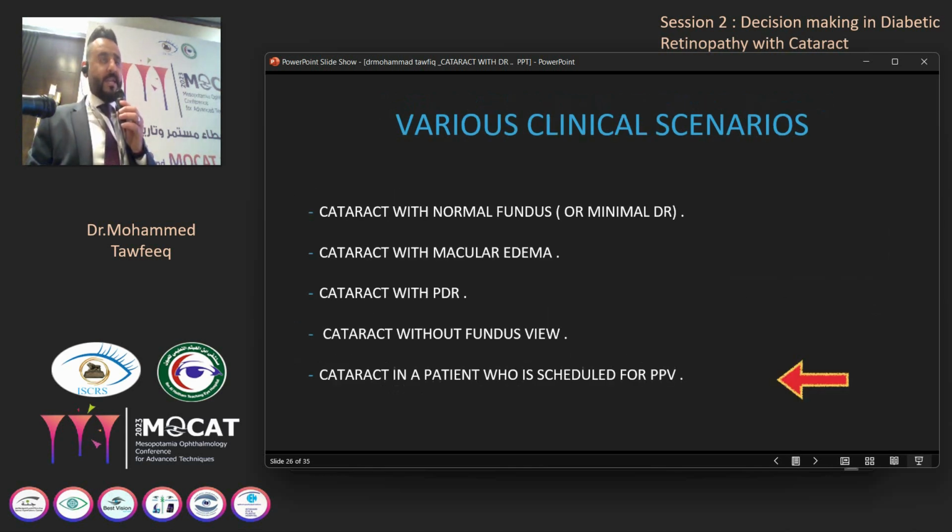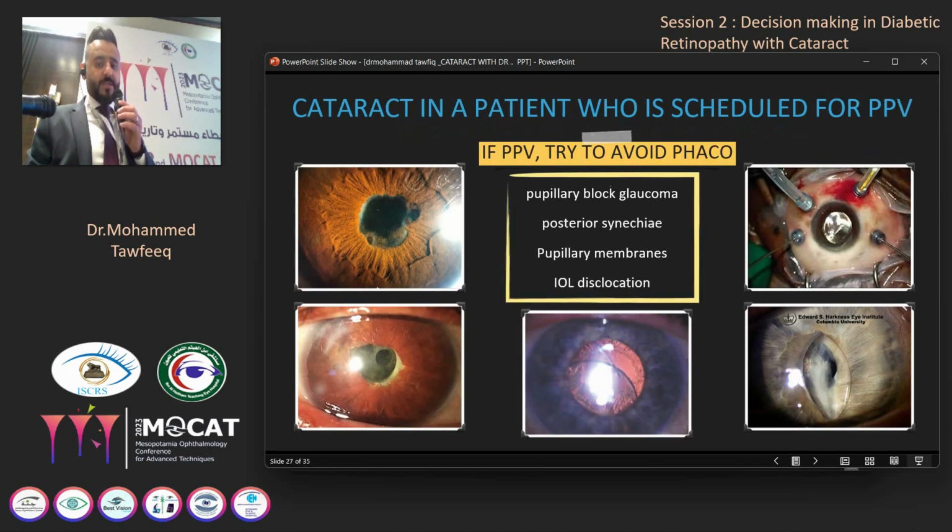Cataract in patients who are scheduled for PPV. Here I want just to mention something. In cases of partial vitrectomy, try to avoid phaco. يعني لا نسوي فضل الجماعة الشبكية ونقول لهم انه احنا راح نشيل الكاتاراكت وخلاص هذا المريض يعني do this favor for you. No, don't do this favor. Let the VR surgeon do it by his hand.